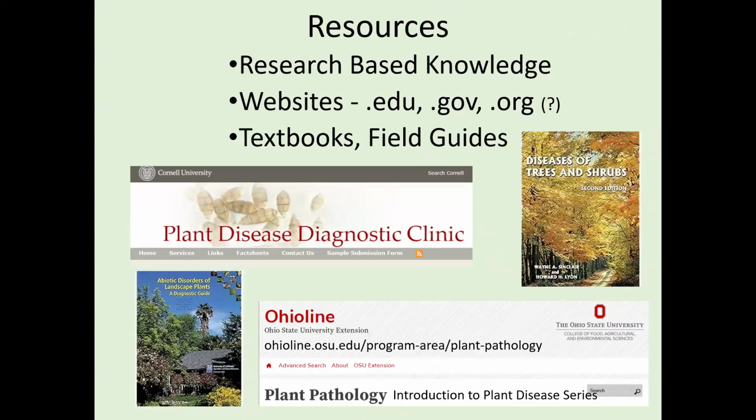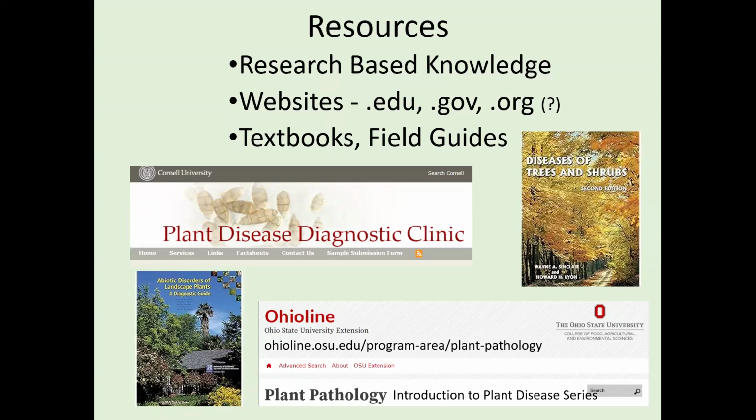Resources that you can use at Cornell with the Master Gardeners: we always like to use research-based knowledge. So that's our land-grant universities, whether it's Cornell or Ohio or Penn State. We do have a bookcase full of textbooks and field guides, like Diseases of Trees and Shrubs or the Abiotic Disorders of Landscape Plants. So the Master Gardeners have access to those.